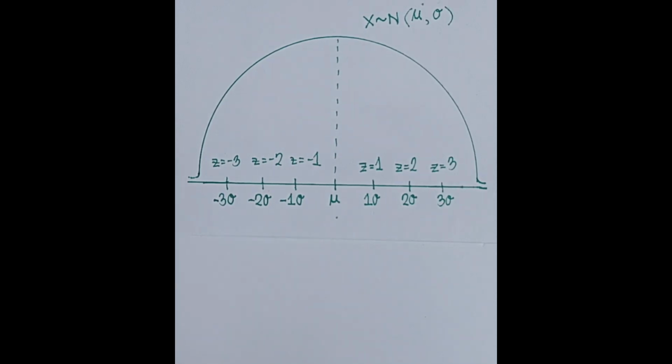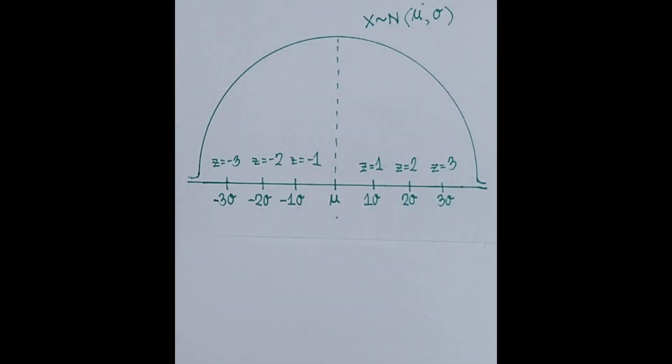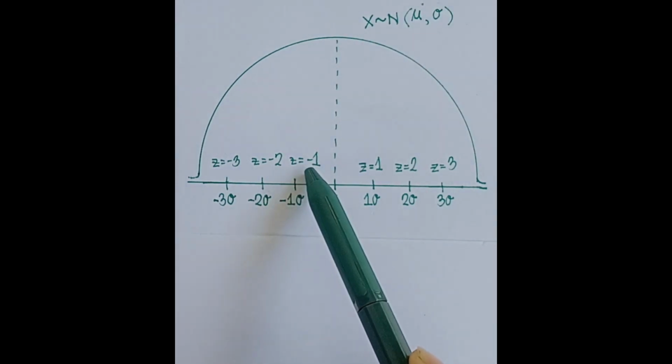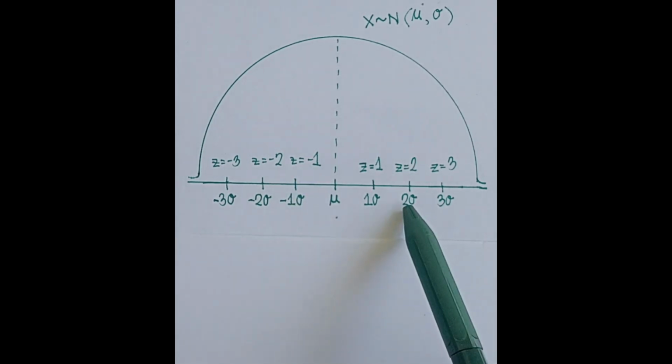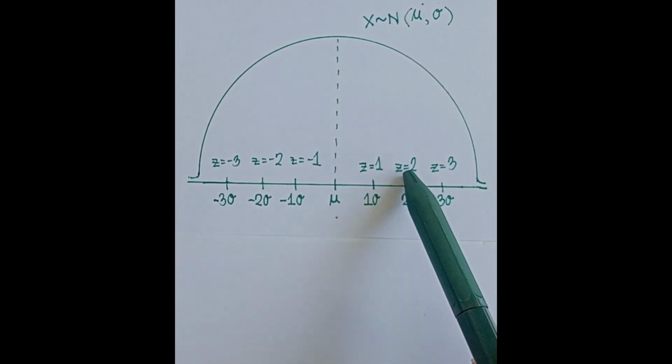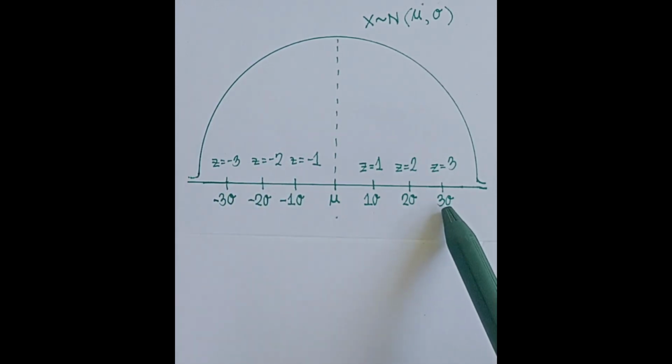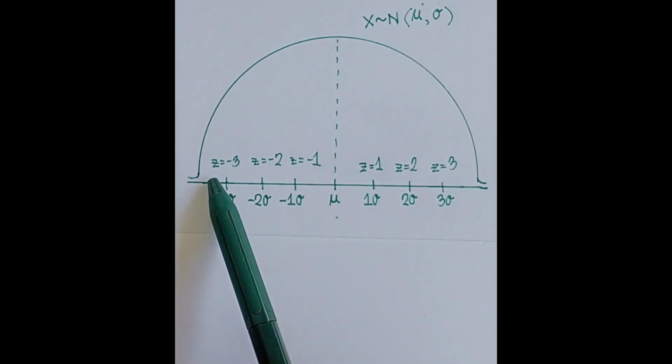The z-score that corresponds to one standard deviation is simply 1. When x is less than the mean, the z-score is negative. So, 2 standard deviations away from the mean, z is equal to 2. On the left side, z is going to be negative 2. And here is 3 standard deviations from the mean, so z is going to be 3. Same on the other side, z is negative 3.